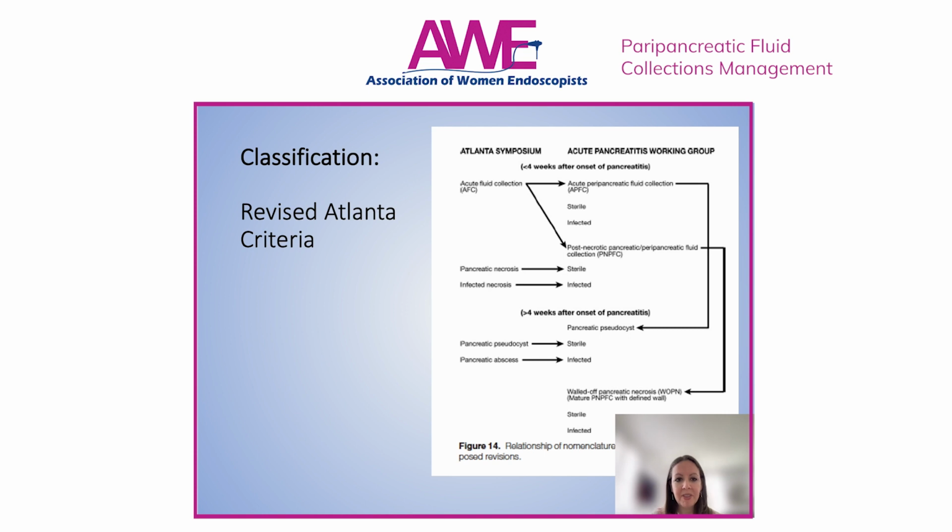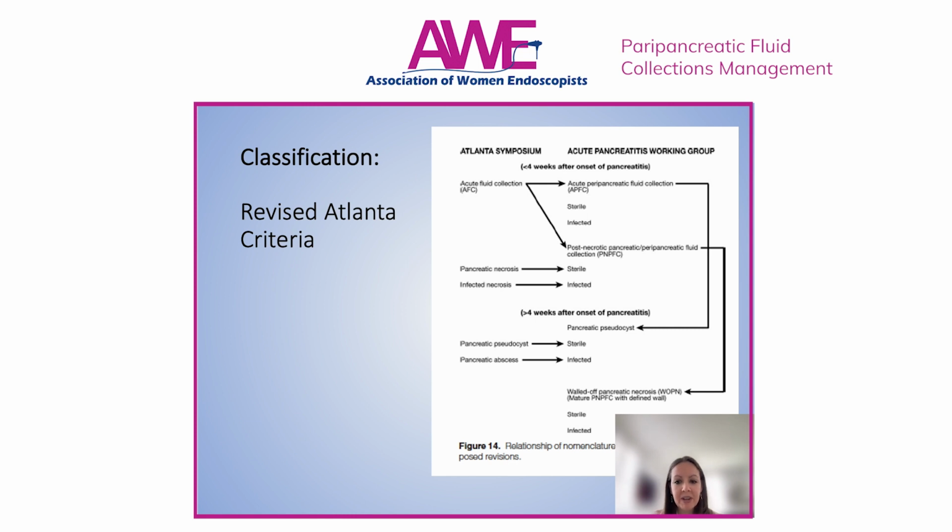So starting off with classification, the first classification system in 1993 in Atlanta, Georgia became known as the Atlanta criteria, which classified pancreatic fluid collections as acute or chronic collections, and chronic collections were divided into pseudocysts or necrosis or abscesses. But in April 2008, it was determined that a better and more detailed classification system was required, and this classification system was revised, now known as the revised Atlanta criteria.